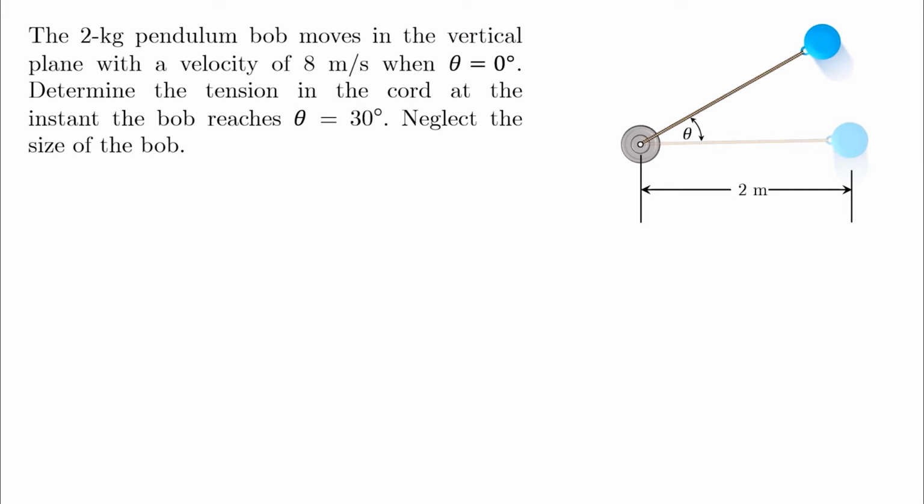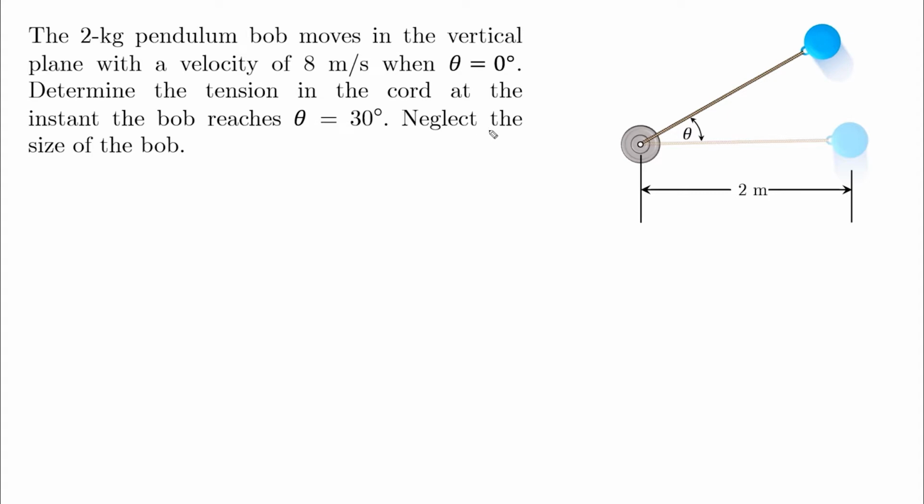The 2 kilogram pendulum bob moves in the vertical plane with a velocity of 8 meters per second when theta is equal to 0. Determine the tension in the cord at the instant the bob reaches theta equals 30 degrees, and neglect the size of the bob.